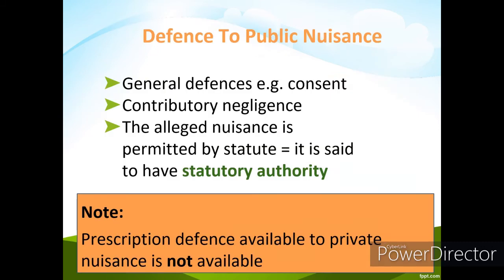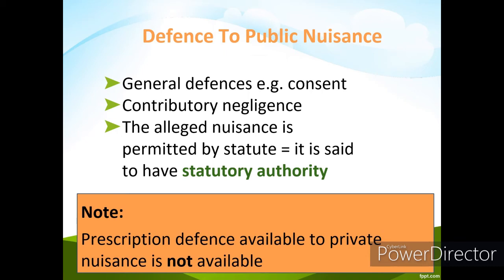There are some specific defences to public nuisance. So we have the usual defences such as volenti or consent. Contributory negligence could be another one. So this is, of course, where the claimant has contributed to their own damage. And as you are aware, this may reduce any damages awarded.